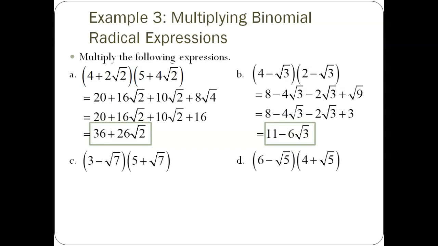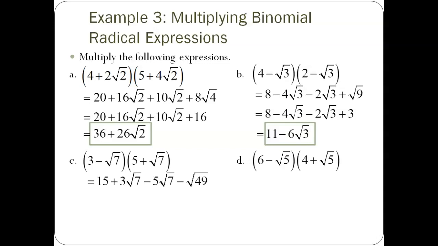All right, let's look at the next one. We have 3 minus root 7 times 5 plus root 7. So let's do 3 times 5, that's 15. 3 times root 7, that's 3 root 7. Negative root 7 times 5, so minus 5 root 7. And then negative root 7 times positive root 7, so that's negative square root of 49.